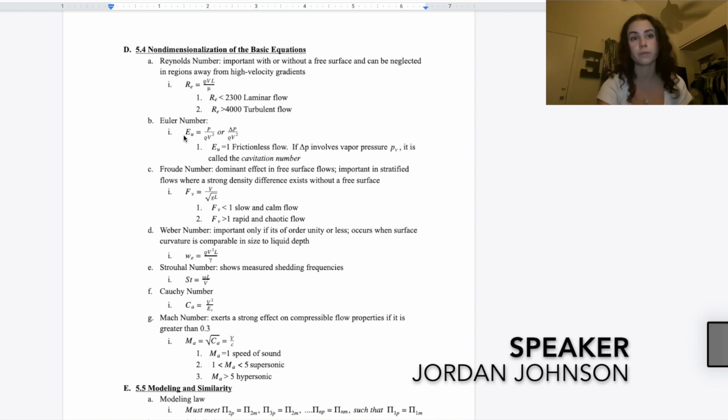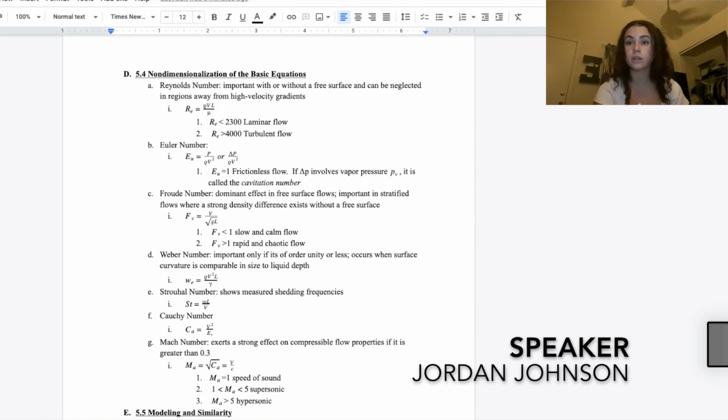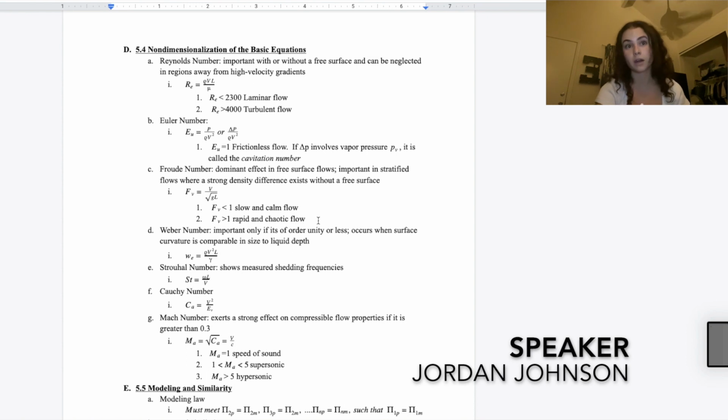Moving on to our Euler number, when it is equal to 1, it's considered frictionless flow. And if the change of pressure involves vapor pressure P of V, it is called the cavitation number. Our Froude number is the dominant effect in free surface flows, very important in stratified flows where a strong density difference exists without a free surface. If Fr is less than 1, there is slow and calm flow. If Fr is greater than 1, it's considered rapid and chaotic flow.